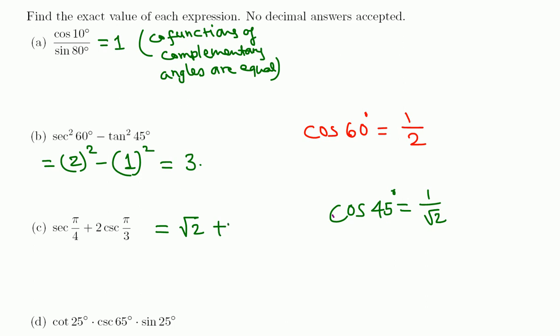Plus 2 times cosecant pi over 3. Pi over 3 is 60 degrees. And by the way, cosecant is reciprocal of sine. And we know that sine pi over 3 or sine 60 is root 3 over 2. So cosecant is the reciprocal of root 3 over 2. That's 2 over root 3. Now we need to add, but these are unlike terms, so we just keep both. Root 2 plus 4 over root 3.